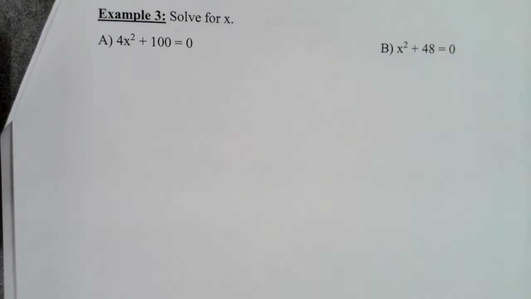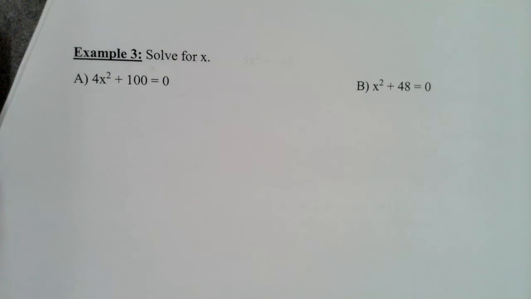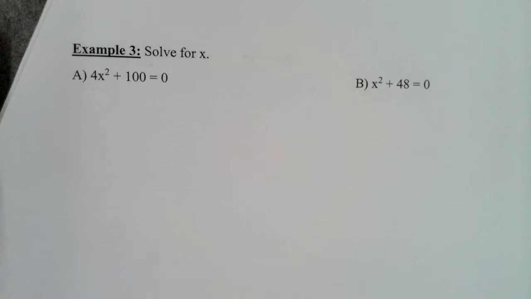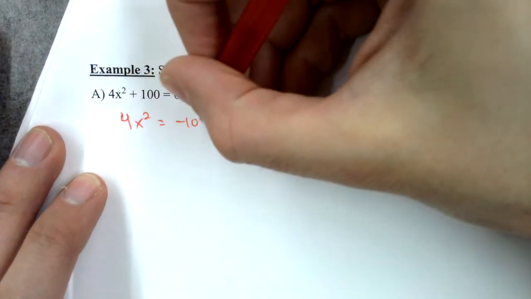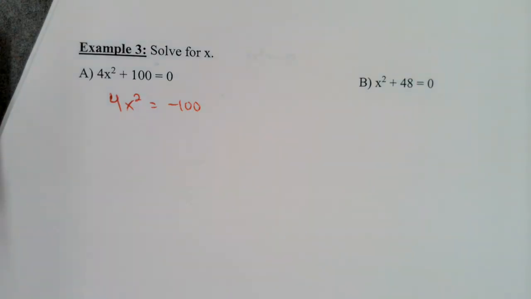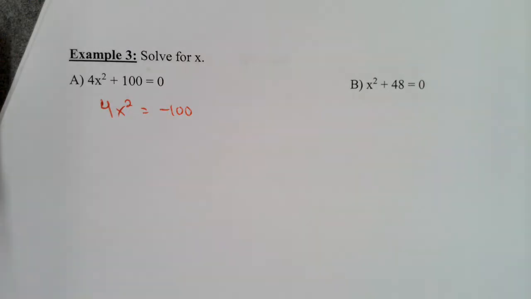Next page just has a couple of multi-step equations. So it says solve for x. In order to solve for x, you have to solve for x squared first, okay? So first, solve for x squared, and then solve for x. If I want to solve this one for x squared, I'm going to subtract 100 on each side. So I get 4x squared equals negative 100. Then I'll divide each side by 4. So x squared equals negative 25.